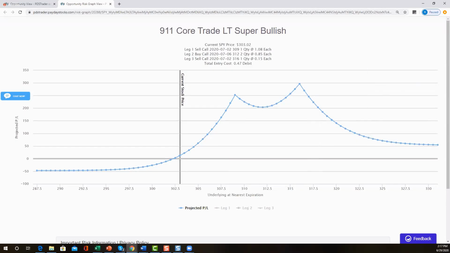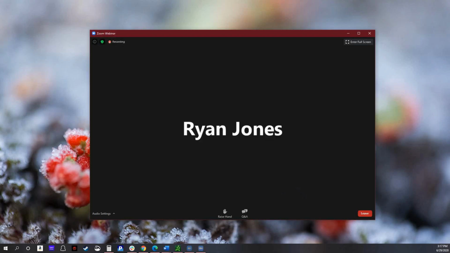Can I show the orders for the trade copy 2, copy 2? Let me find those. Let's see here. I want to move that one. And I believe this is it. Here it is. So I'm going to share that.